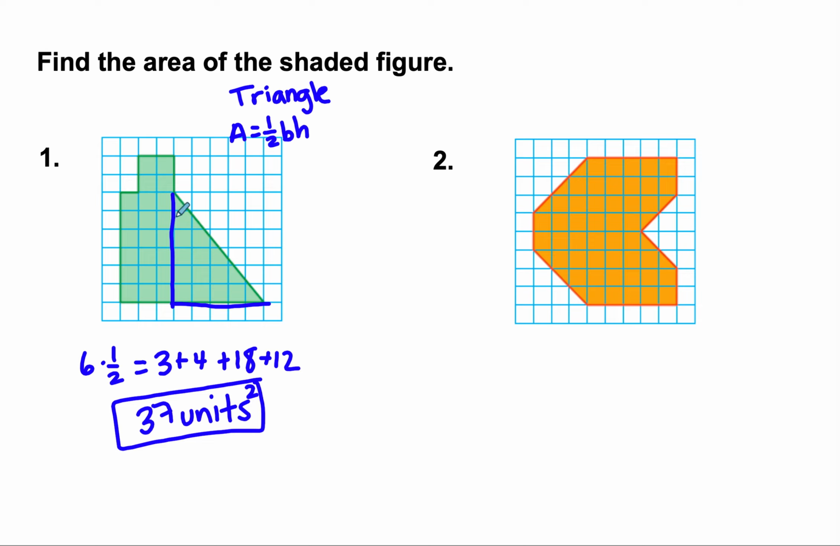So I could count 1, 2, 3, 4, 5, 6. 1, 2, 3, 4, 5. And I could say 1/2 times 6 times 5 would be 15 for that part. And then I could add it to my 4 from up here and my 18 from here.